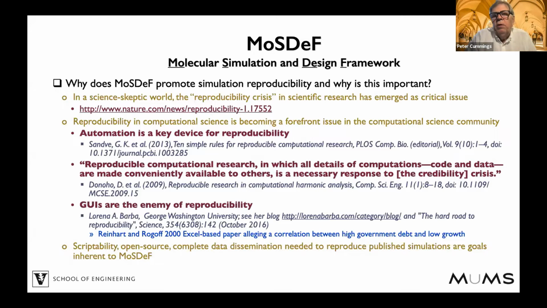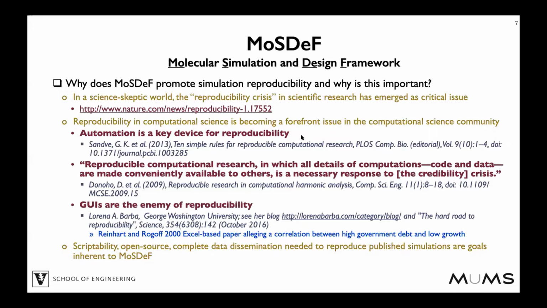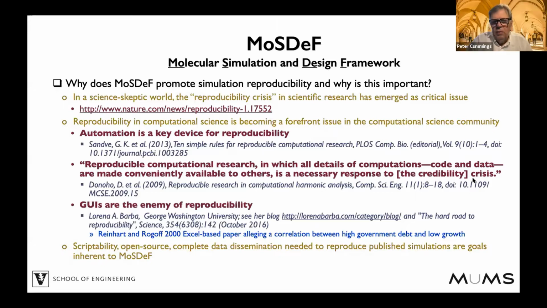And so reproducibility in computational science is becoming a forefront issue. If you look at this literature, amongst the things that people say is that automation is a key device for reproducibility. Automate as many steps as possible. That way other people can repeat them easily. All the details of the computation must be made conveniently available to others.